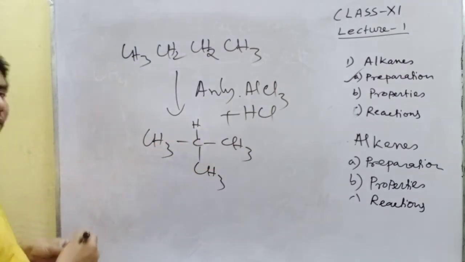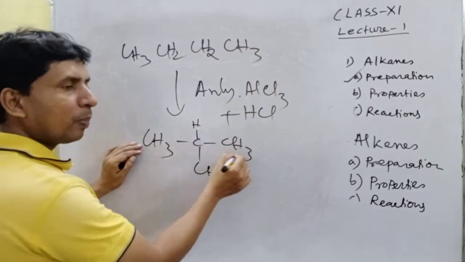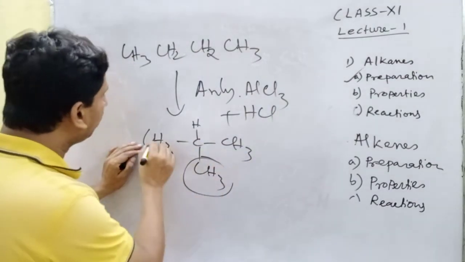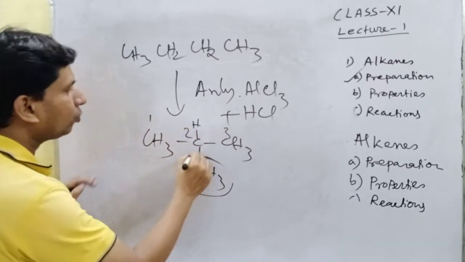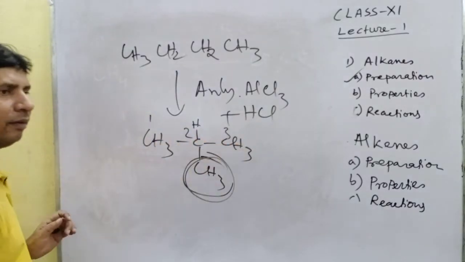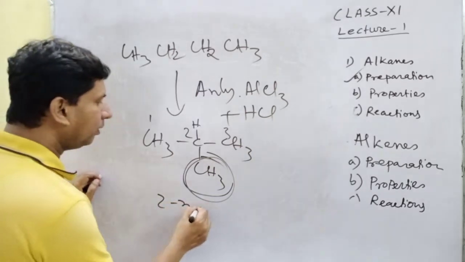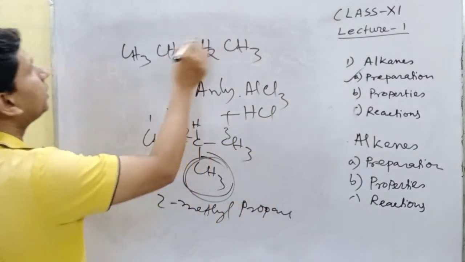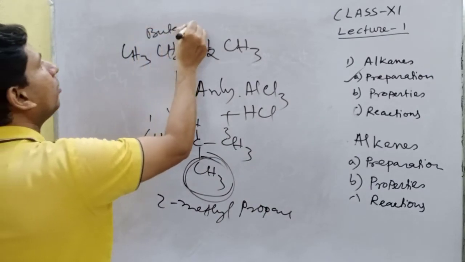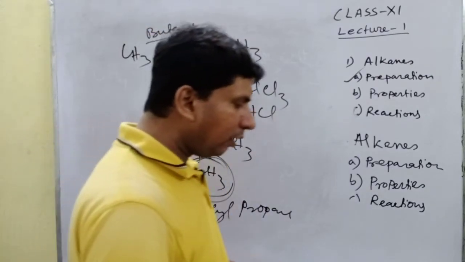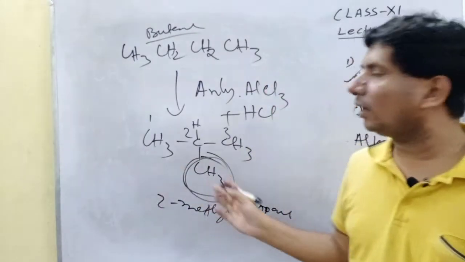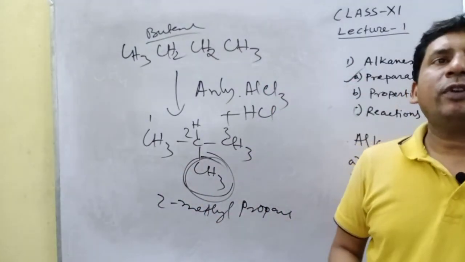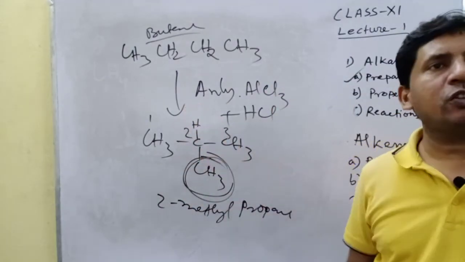So what is this? This is 2-methyl propane, with the 1 position, 2 position, 3 position. And what is this? Butane. Okay. So from the butane we can get 2-methyl propane after an isomerization reaction.